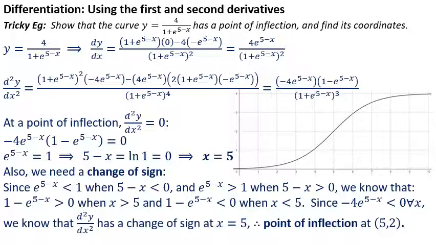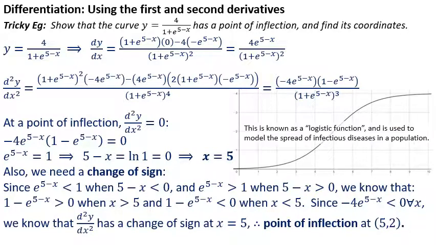Finally, this is what the graph looks like. If you were to sketch this, it heads off forever to the left, getting closer and closer to 0, and forever to the right, getting closer and closer to a y value of 4. But this curve is known as the logistic function curve. You may have come across this if you're looking into some of the COVID-19 predictions.